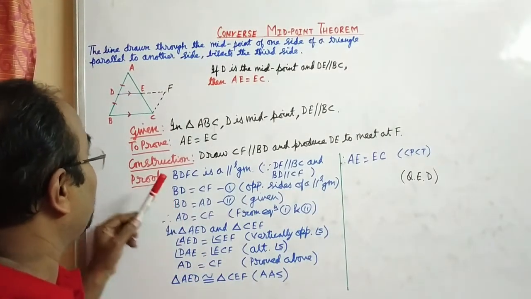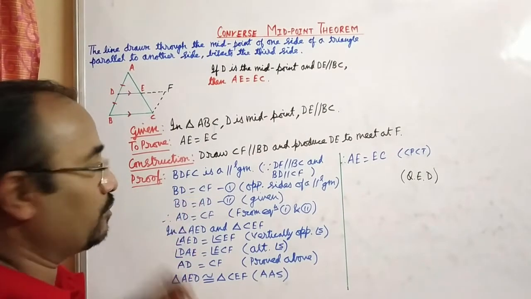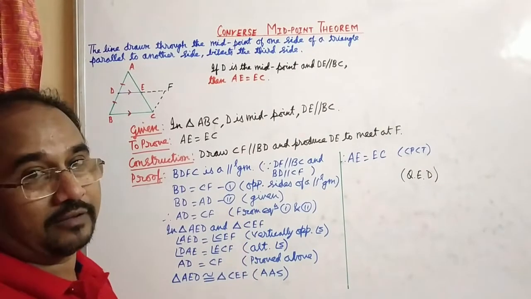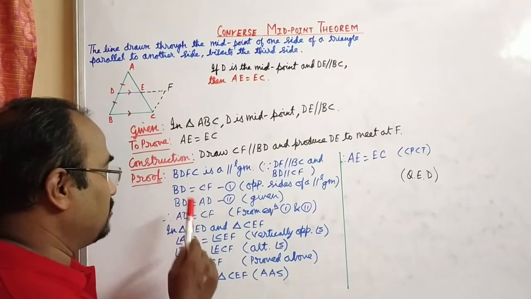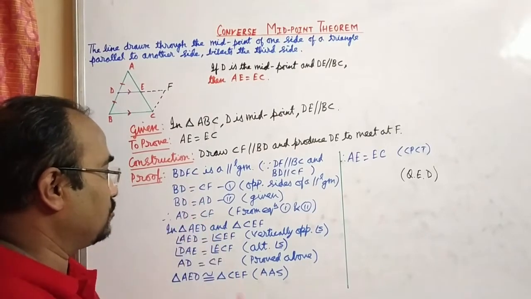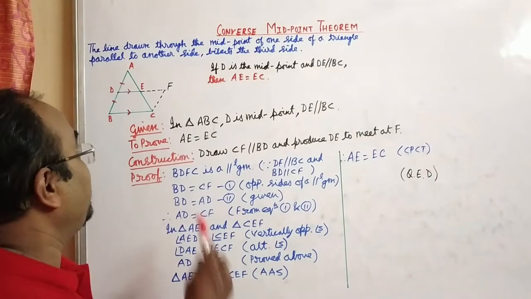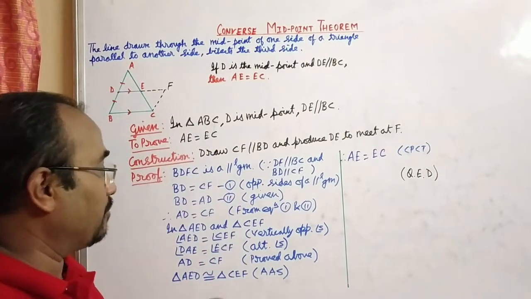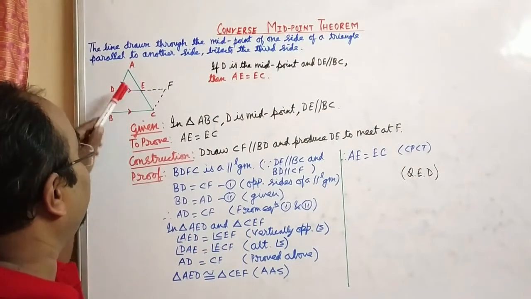But we were also provided that BD was equal to AD. So I have written BD equals AD as equation 2, and we were given that. Now if you take a look, BD is equal to CF, BD is equal to AD, it means these two have to be equal. So I have written AD equals CF from equations 1 and 2. Now I will take these two triangles and prove them congruent. So I have written here, in triangle AED and CEF.